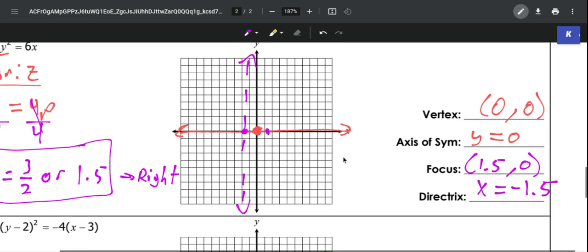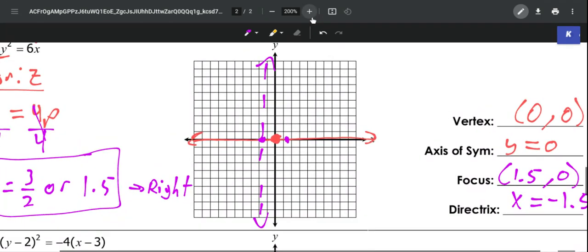So now that's everything we need, at least for the information. And now we can approximate where this parabola would be. We established that it opened up on the right, so it's going to open up like this. Something like that. And just make sure it goes through this vertex.